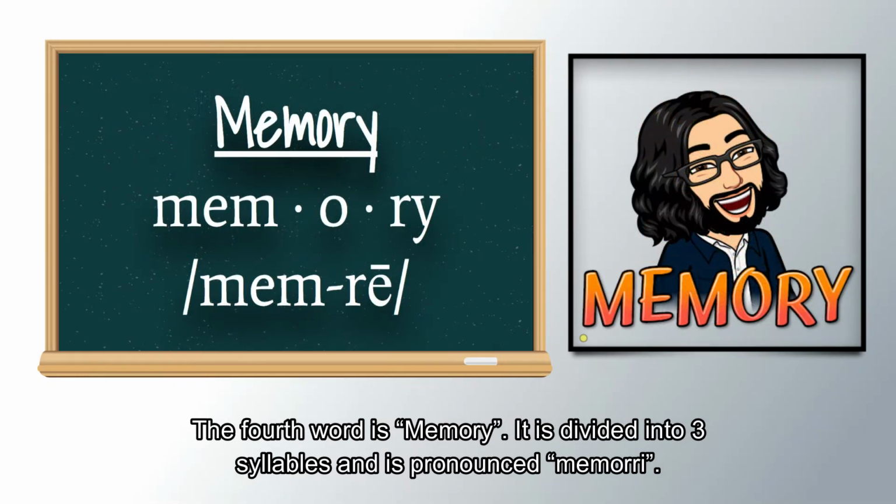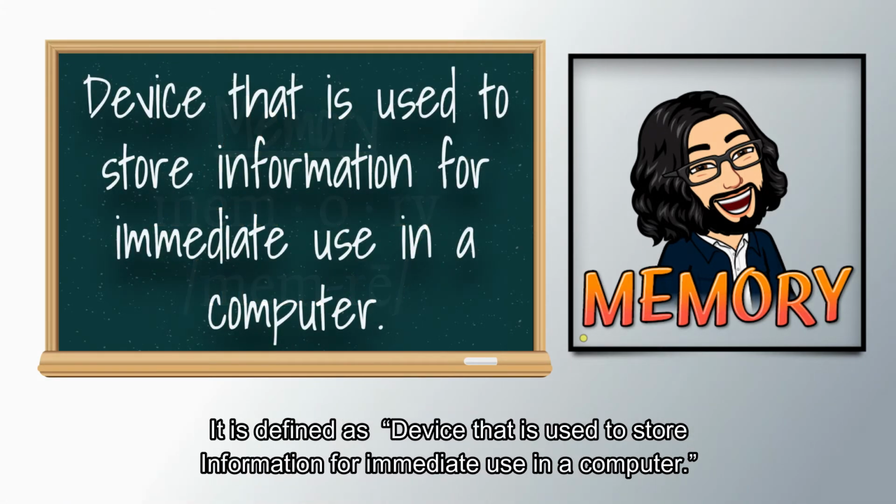The fourth word is memory. It is divided into three syllables and is pronounced memory. It is defined as device that is used to store information for immediate use in a computer.